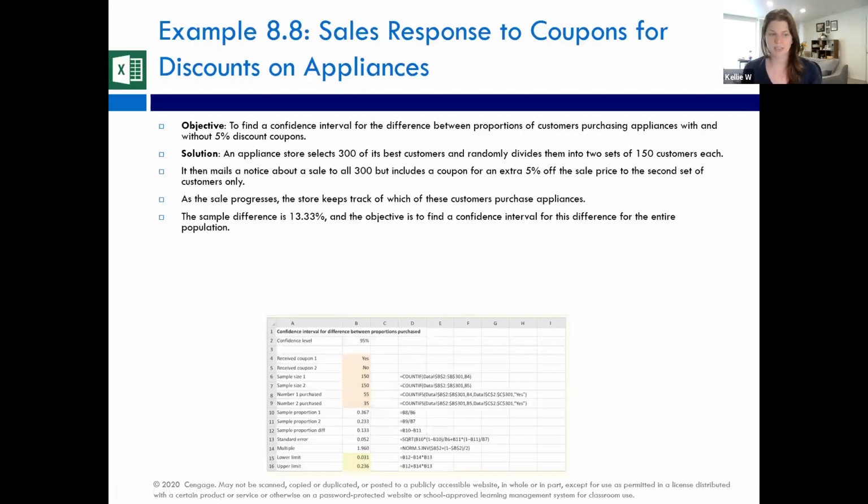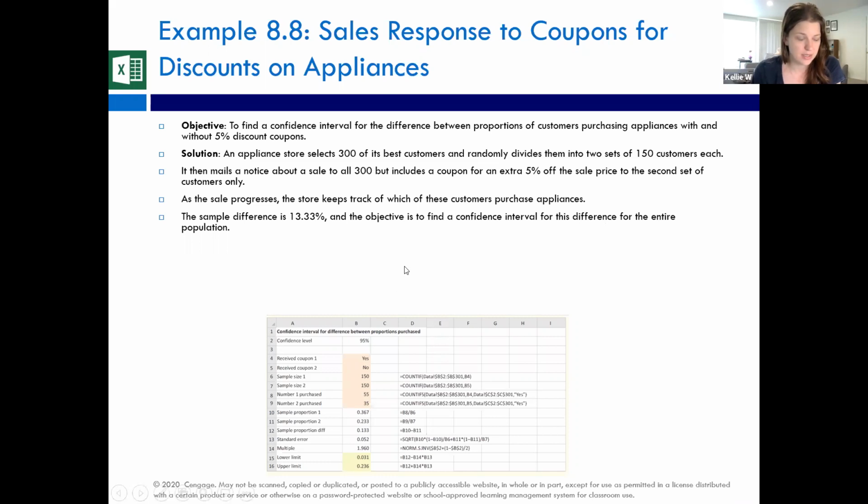And the example that the book talks about is finding a confidence interval. So they took 300 customers and sent them all an ad about an upcoming sale, but they split the 300 into two groups. For 150 of them, they only sent information about the sale. And for the other 150, they also sent a 5% coupon, and they want to know if the proportion of customers who make a purchase is different between the group that they sent a coupon to versus the group that they didn't.